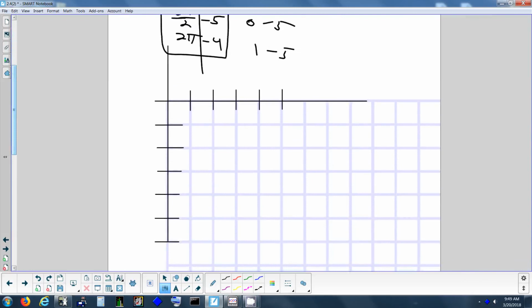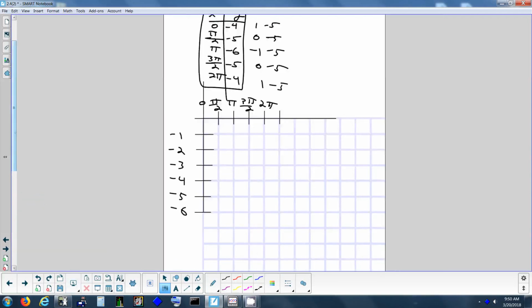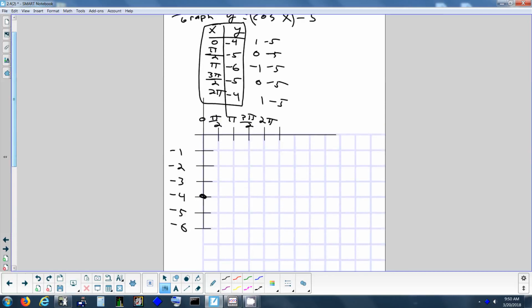Really, I only drew graph in the negative quadrant because all my y values are negative, so I don't need to label anything positive. And I've got a grid this time, so it shouldn't be an issue with skipping things, but we'll see. So pi over 2. That's 0. 0 is always on the axis. Pi. 3 pi over 2. 2 pi. All right. So we got 0, negative 4. Pi over 2 is negative 5. Pi is negative 6. Negative 5. And back to negative 4. That looks pretty good.